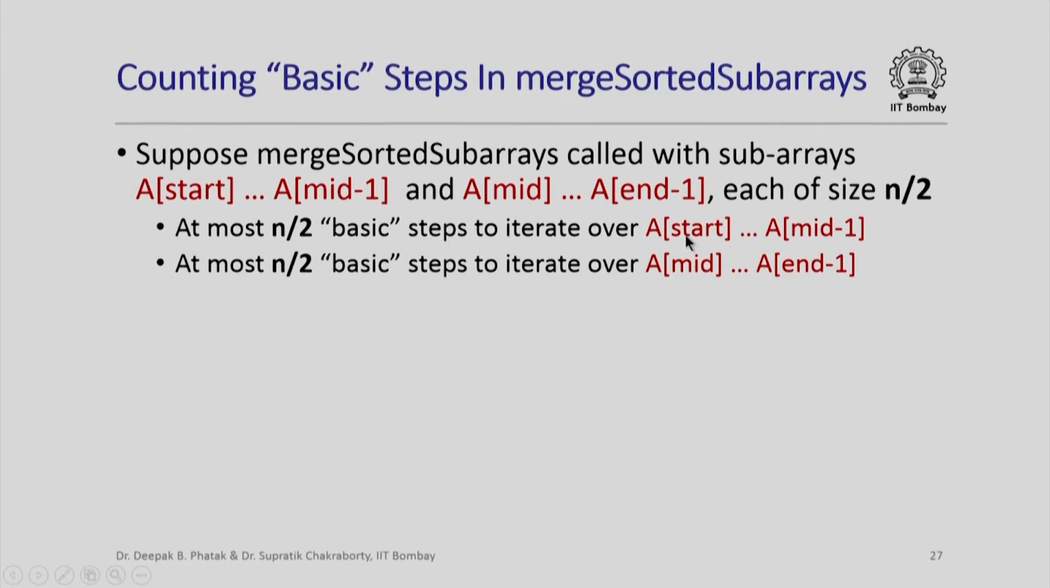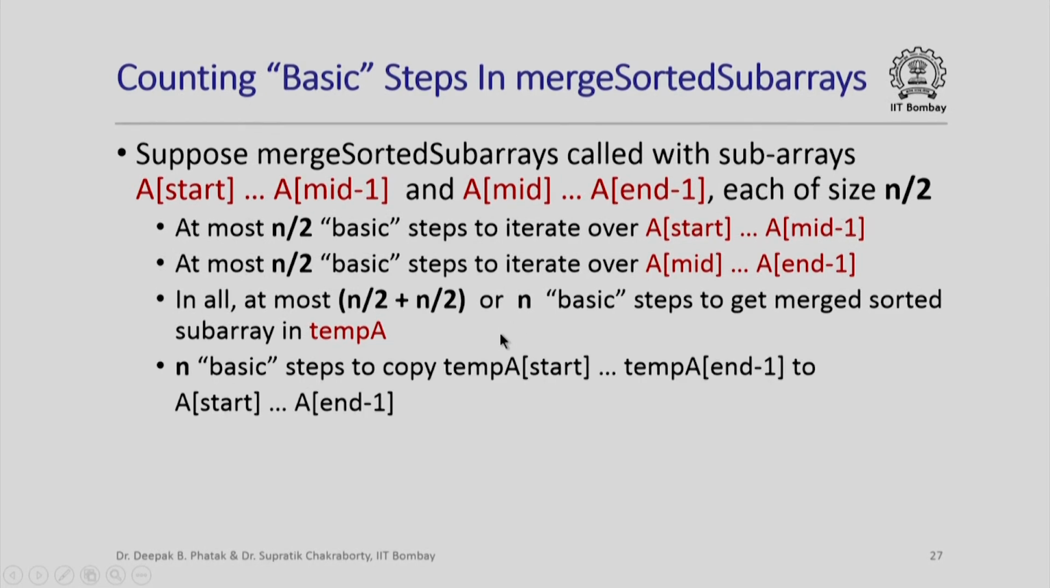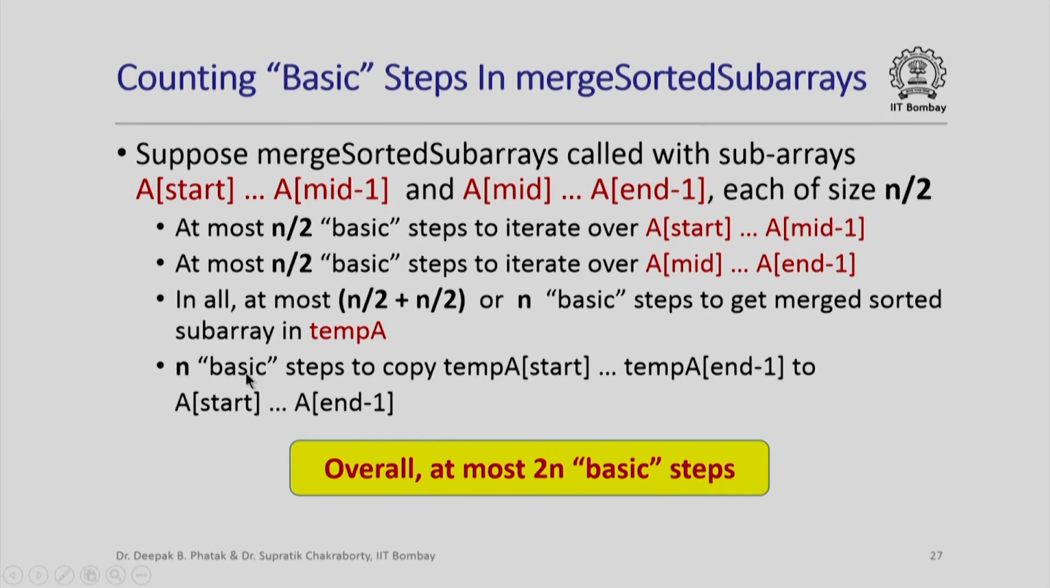Well, since I am iterating over each of these sorted subarrays in a single pass, at most n by 2 basic steps would be required to iterate over each one of them. This basically means that at most n by 2 plus n by 2, or n basic steps are required to get the merged sorted subarray in temp A. And finally, of course, I have to copy temp A back to A, so n basic steps are required over there. So overall, at most 2n basic steps are required if I feed two sorted subarrays, each of size n by 2, to merge sorted subarrays.